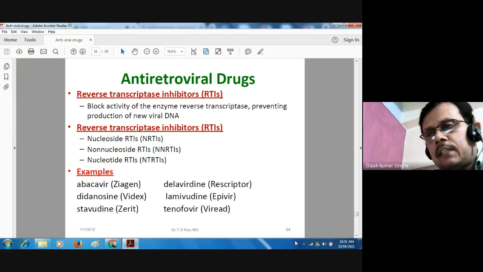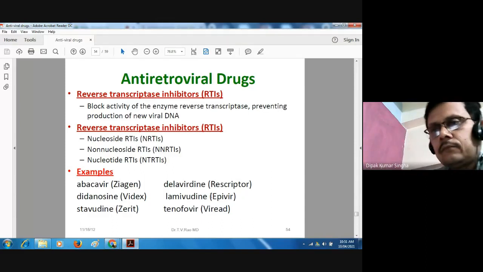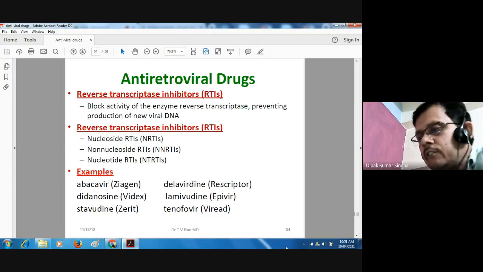That is a non-nucleoside. Clear? Examples of these drugs are Lamivudine, Tenofovir, Acyclovir. These are the drugs which are used as antiretrovirals. Do you understand? What is nucleotide and nucleoside?